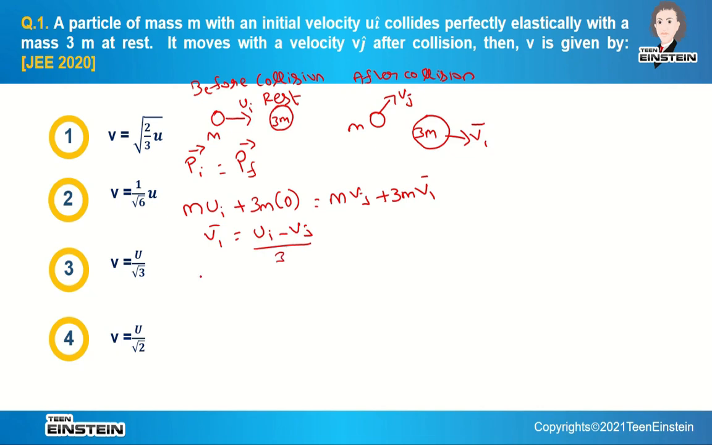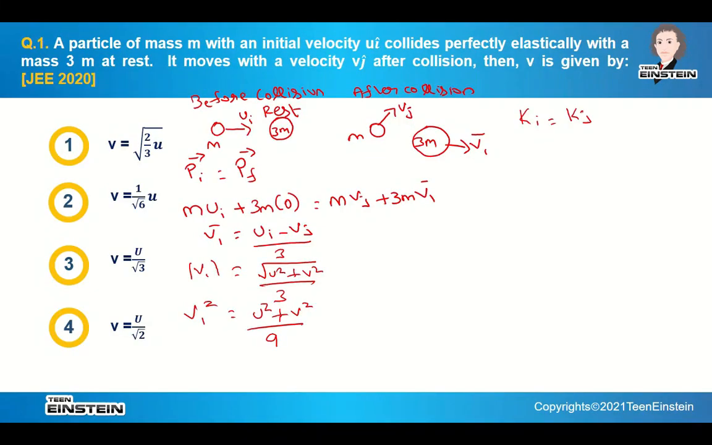Okay, so now you take the modulus of this, you will be getting it as root of u square plus v square by 3, or you take the square root of this, you will be getting it as u square plus v square by 9. Okay, now since the collision is perfectly elastic, both the kinetic energies will be equivalent, so you will be having Ki is equal to Kf.